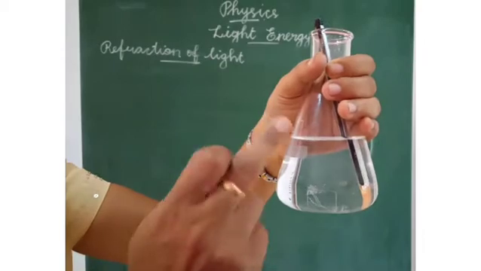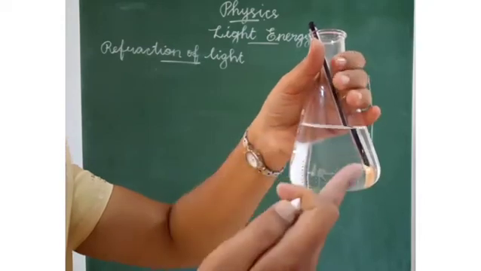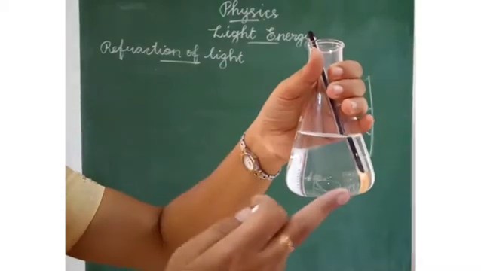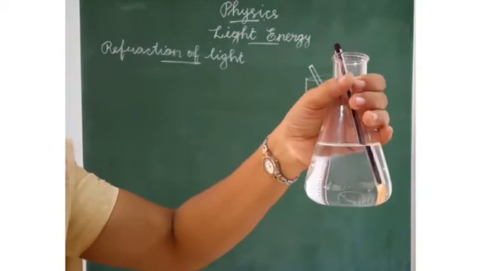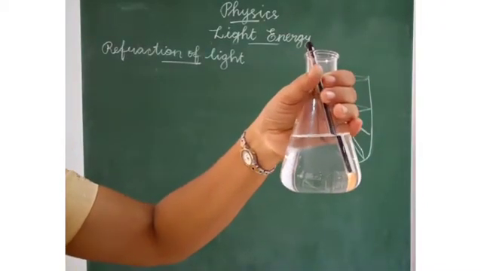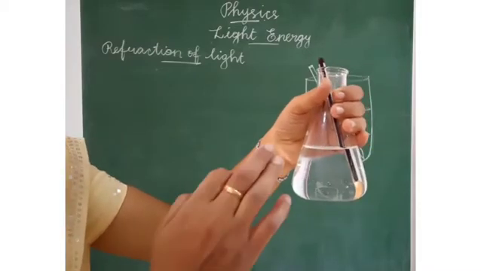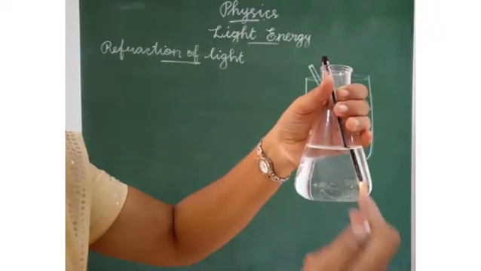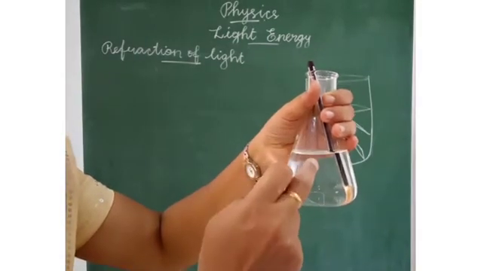Okay, this means when a ray of light travels from one medium, this is the air medium, this is the water medium, to another medium, it changes its direction at the boundary between the two media. This is called refraction. When a ray of light travels from one medium to another medium, it changes its direction at the boundary between the two media, for example from air to glass.